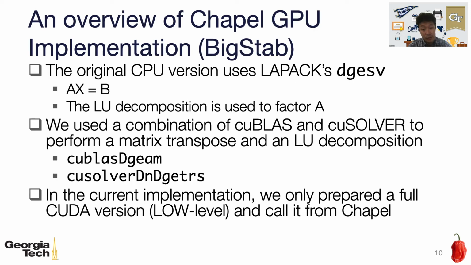Let me give you an overview of the BiCGStab implementation for GPU. The original CPU version uses LAPACK dgesv, which solves a linear system using an LU decomposition. For the GPU part, we use a combination of cuBLAS and cuSOLVER to do a similar operation on the GPU. And please note that for this particular part, in the current implementation, we only prepared the full CUDA version, which we call the low-level version, and call it from Chapel.